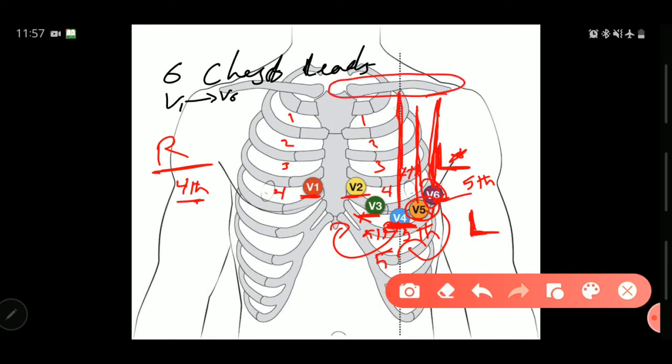Those who did study Gray's anatomy, that is the clavicle, and that is the mid clavicular line. We put here at the 5th intercostal space V number 4. Okay, so those are the 6 chest leads, the position of all of them. So first of all, the position is so important. You have to keep the position.